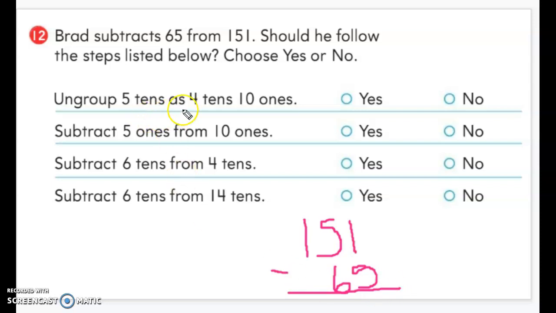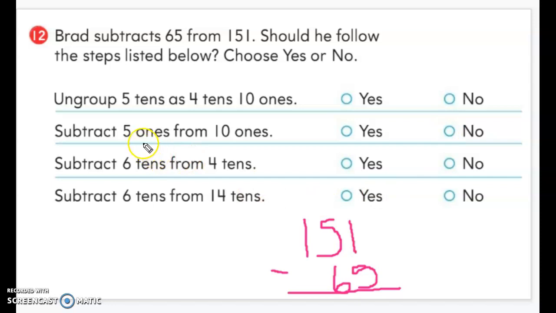You need to ungroup a 5 tens as 4 tens and 10 ones. So to solve this, are you going next door and ungrouping the 5 and making it a 4 to add more 10s, 1s over here? If you are, then hit yes. If you aren't, circle no.